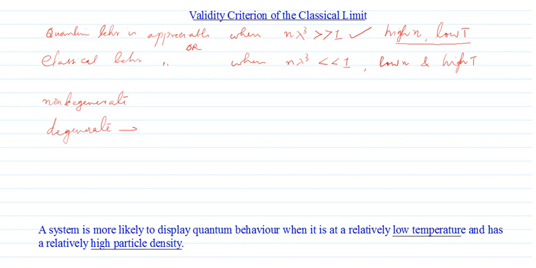A system is said to be degenerate if quantum statistical distributions are to be used to explain its behavior.